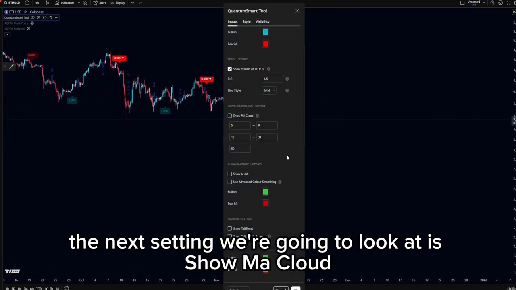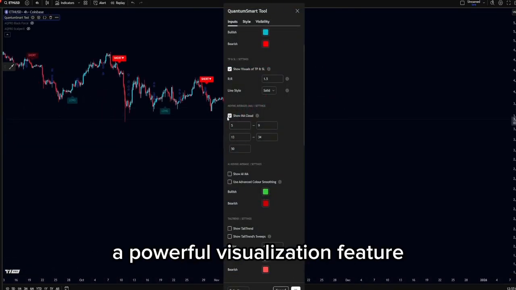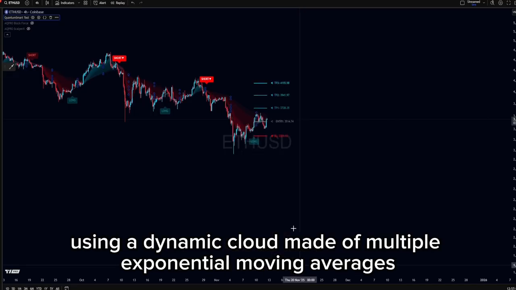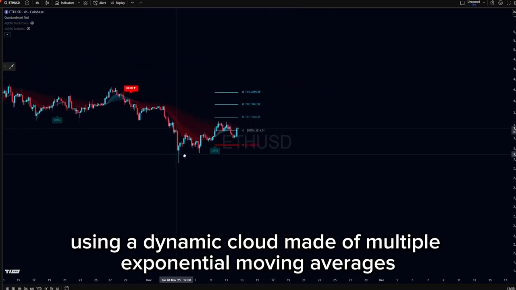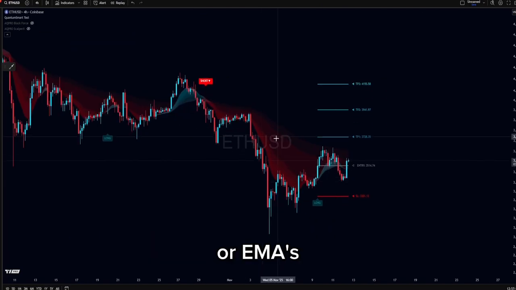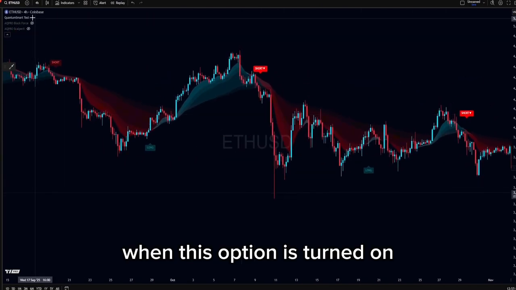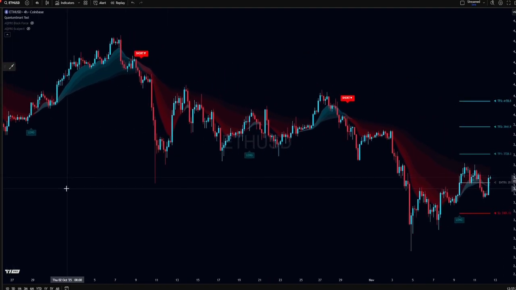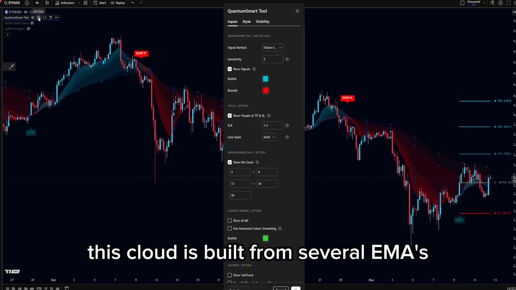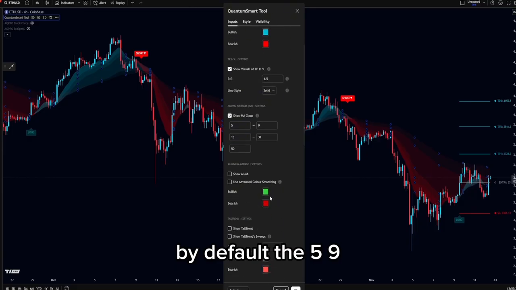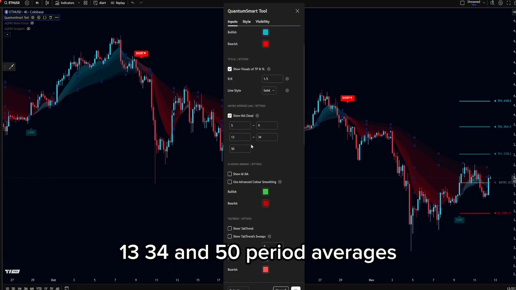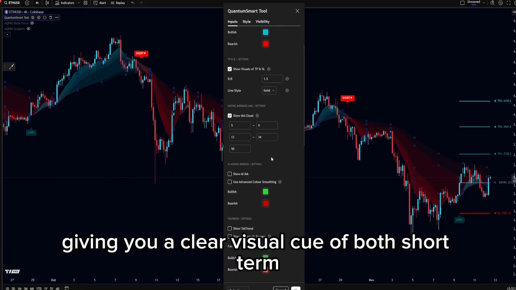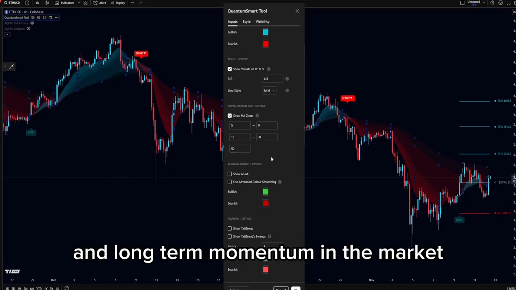The next setting we're going to look at is Show MA Cloud, a powerful visualization feature that helps you clearly understand trend direction using a dynamic cloud made of multiple exponential moving averages, or EMAs. When this option is turned on, the AI Quantum Smart Tool overlays a soft-colored cloud across your chart. This cloud is built from several EMAs. By default, the 5, 9, 13, 34, and 50 period averages, giving you a clear visual cue of both short-term and long-term momentum in the market.